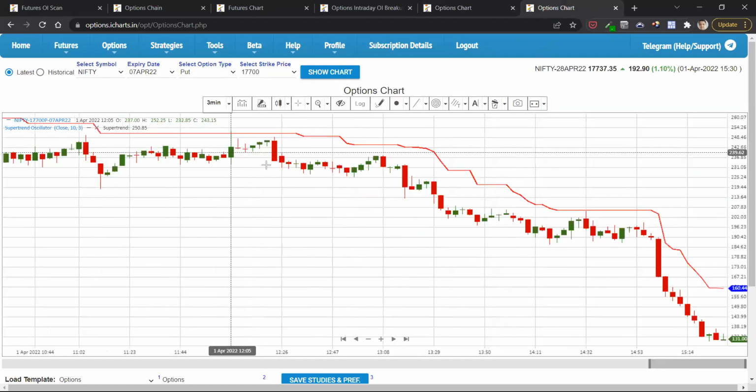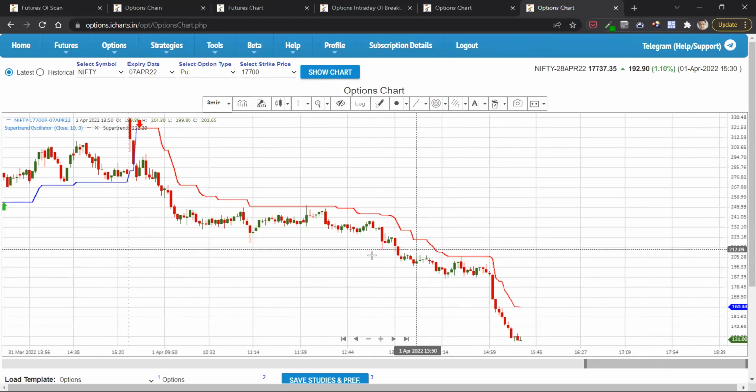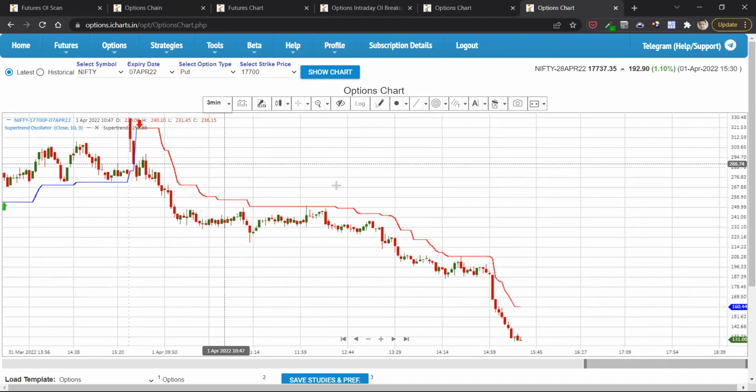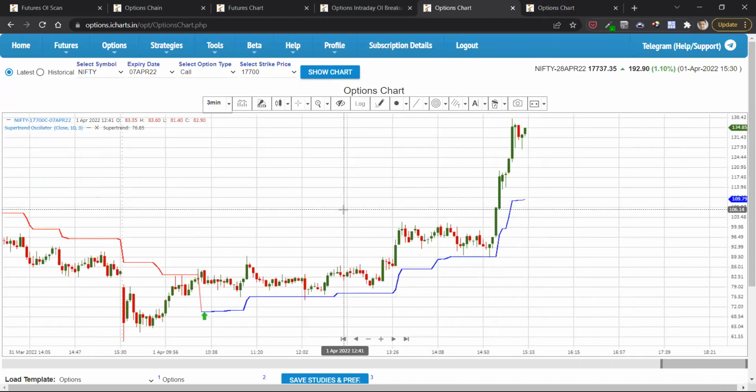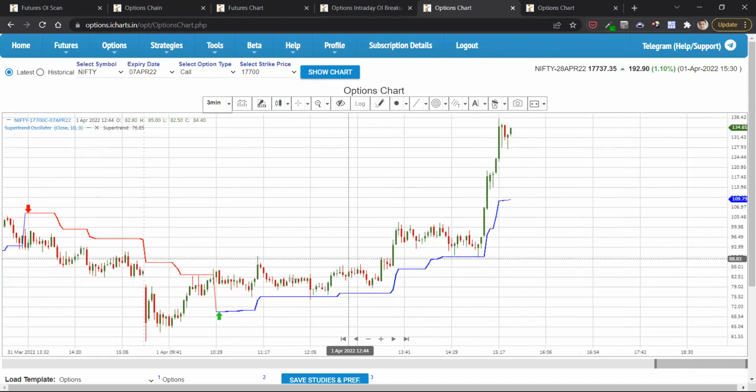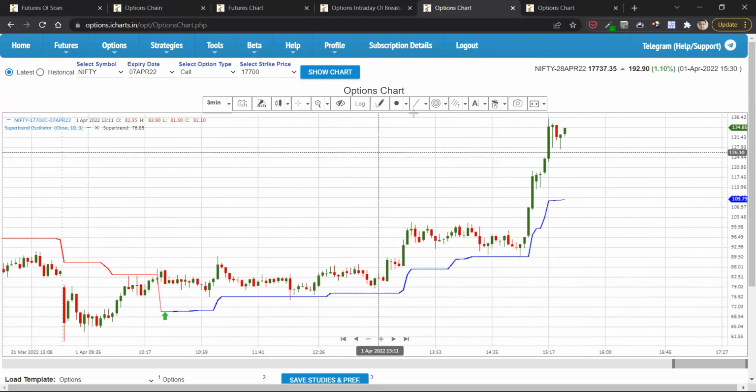Sometimes, once the market is really trendy, a slightly higher timeframe like 3 minutes will work much better. Sometimes you'll see that 2 minutes will work much better, and it'll get you out of the trade quickly. But once a trendy move is there, then 3 minutes will work better.